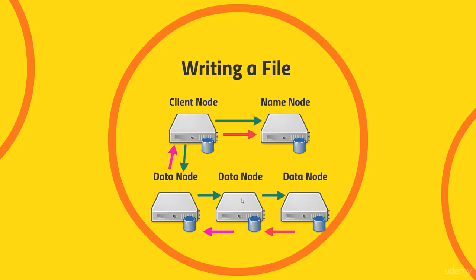That block's going to be replicated on this data node, and then we're going to pass it on to this data node. And finally, when all the data nodes that we want to replicate that file have written the data successfully, acknowledgements get sent back through and back up to the client node, and finally back to the name node, where it can then record the fact that that file has been written successfully. And now future requests to read that file can be served.